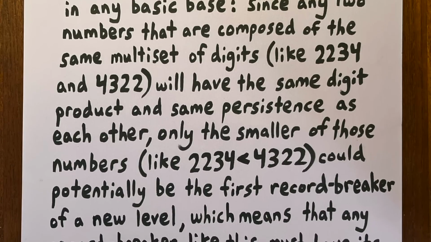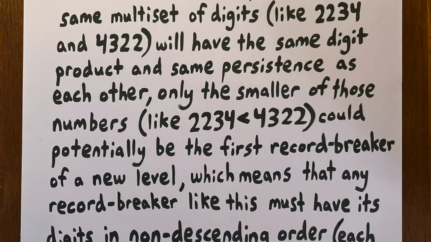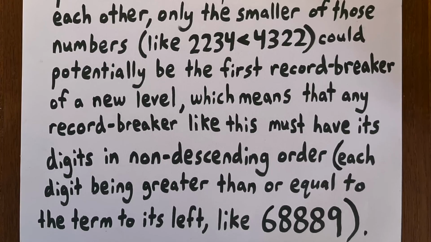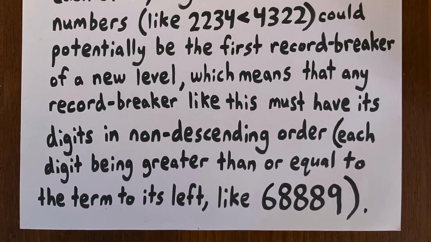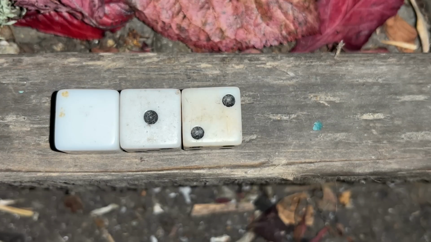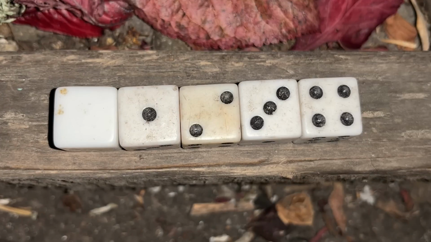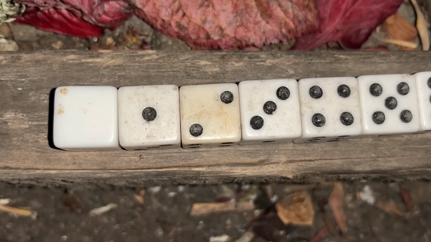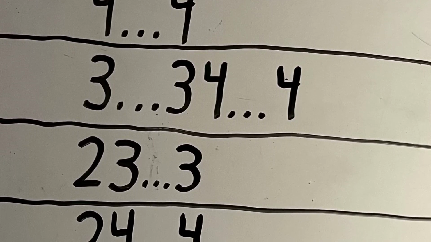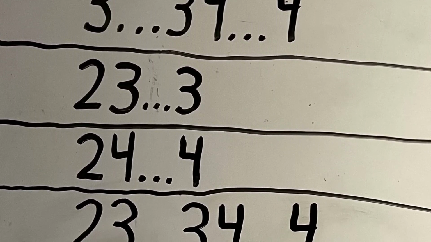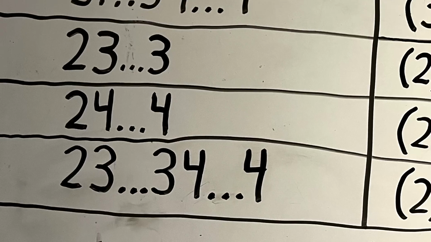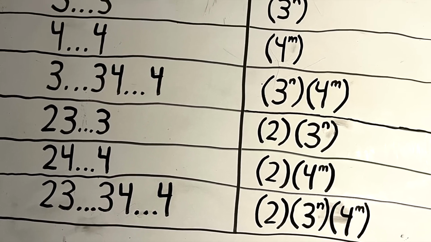So apart from the first record breaker, which always looks like 1, 0, any record breakers in a given base will need to have their digits in non-descending order, meaning that the representation in that base will start with the smallest digit, and then each following digit will be at least as large as the previous digit. Altogether, the base 5 contender numbers for record-breaking levels of persistence beyond the second level must have one of these specific forms, which means that their first digit product must have one of these forms.